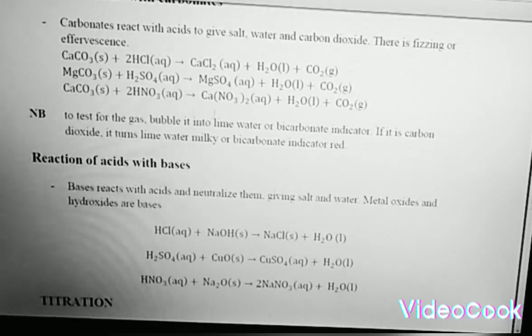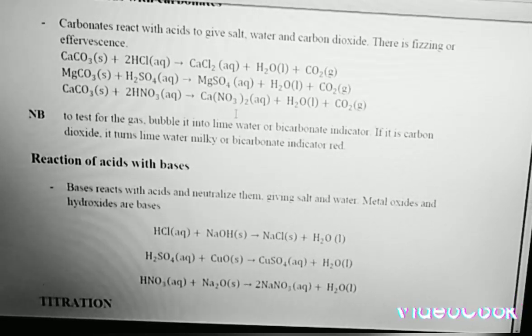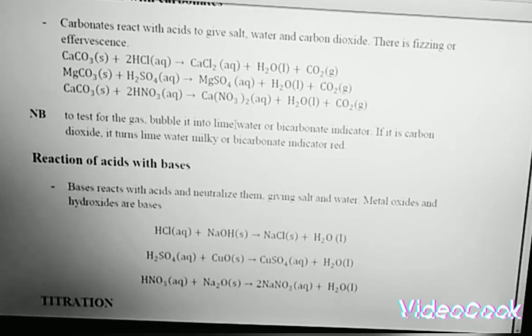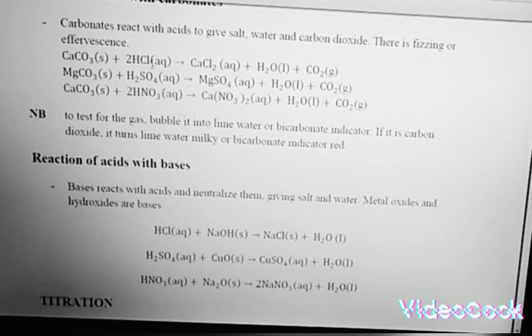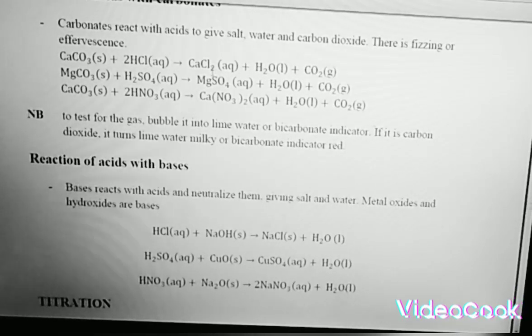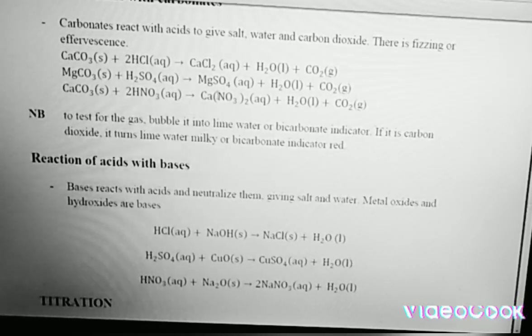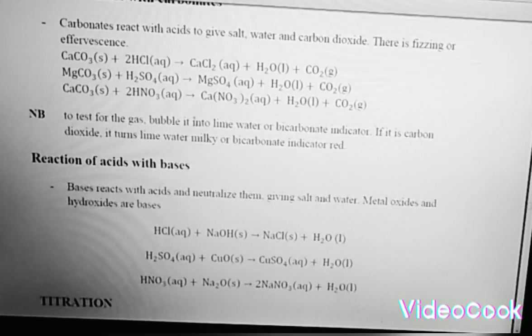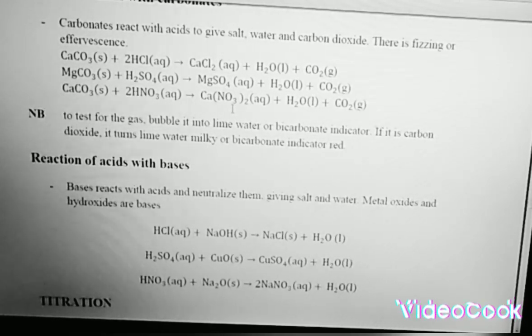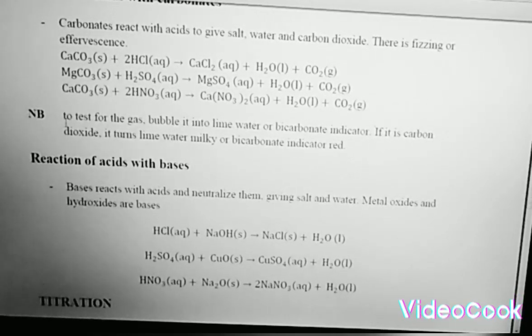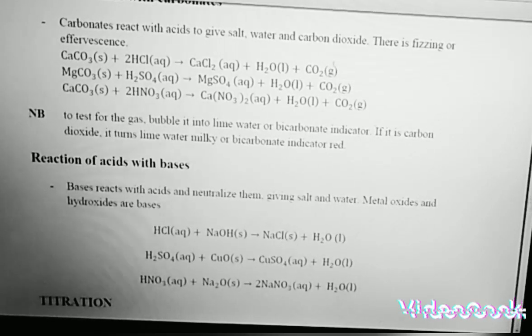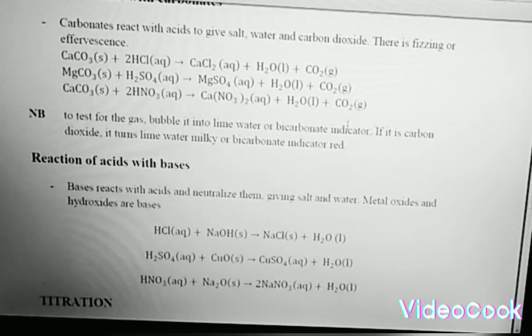What differs is the salt. The difference is in the salt that we have, depending on the acid that we use. So if you use hydrochloric acid, you are going to get a chloride salt. If you use sulfuric acid, you are going to get a sulfate, that's magnesium sulfate. And this one, that's calcium nitrate, because we used nitric acid, right?